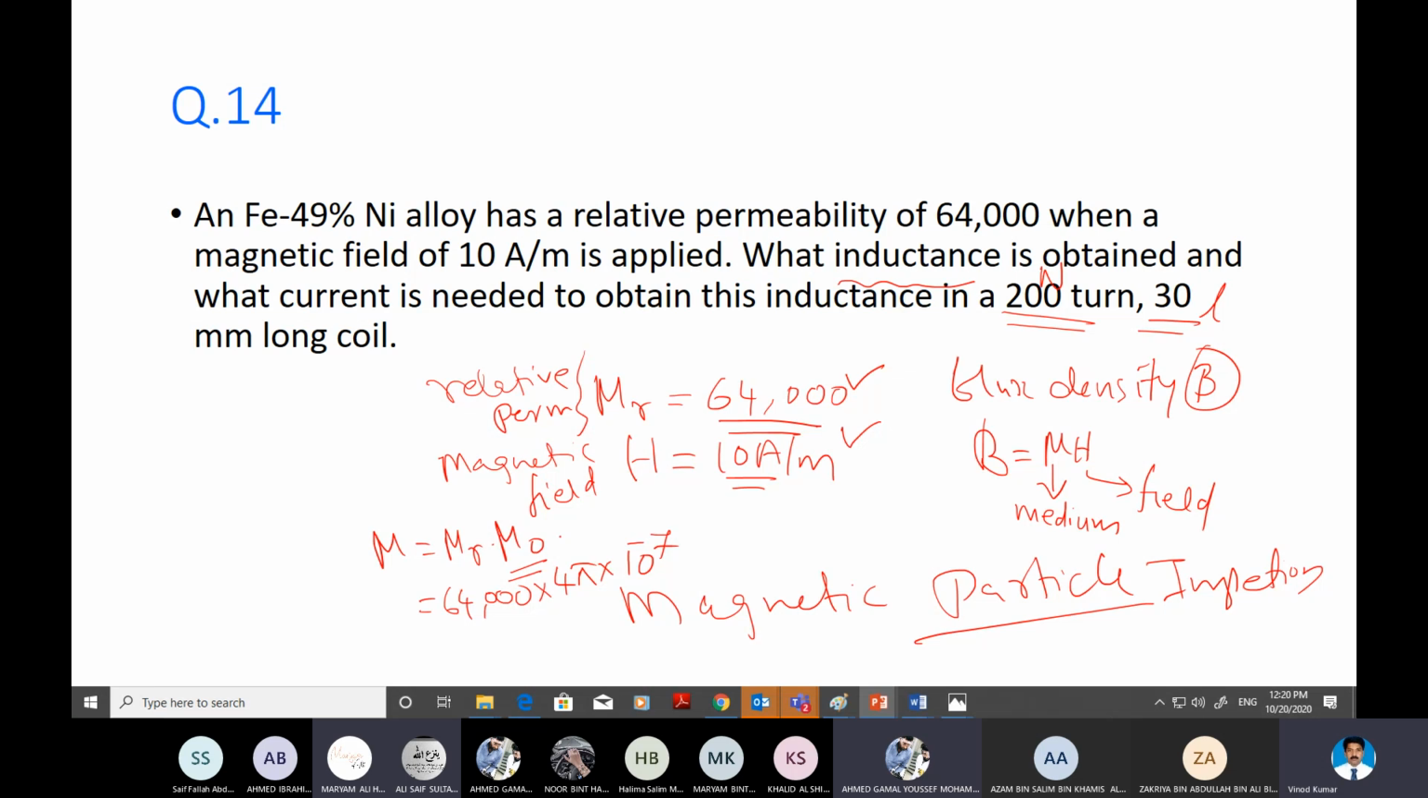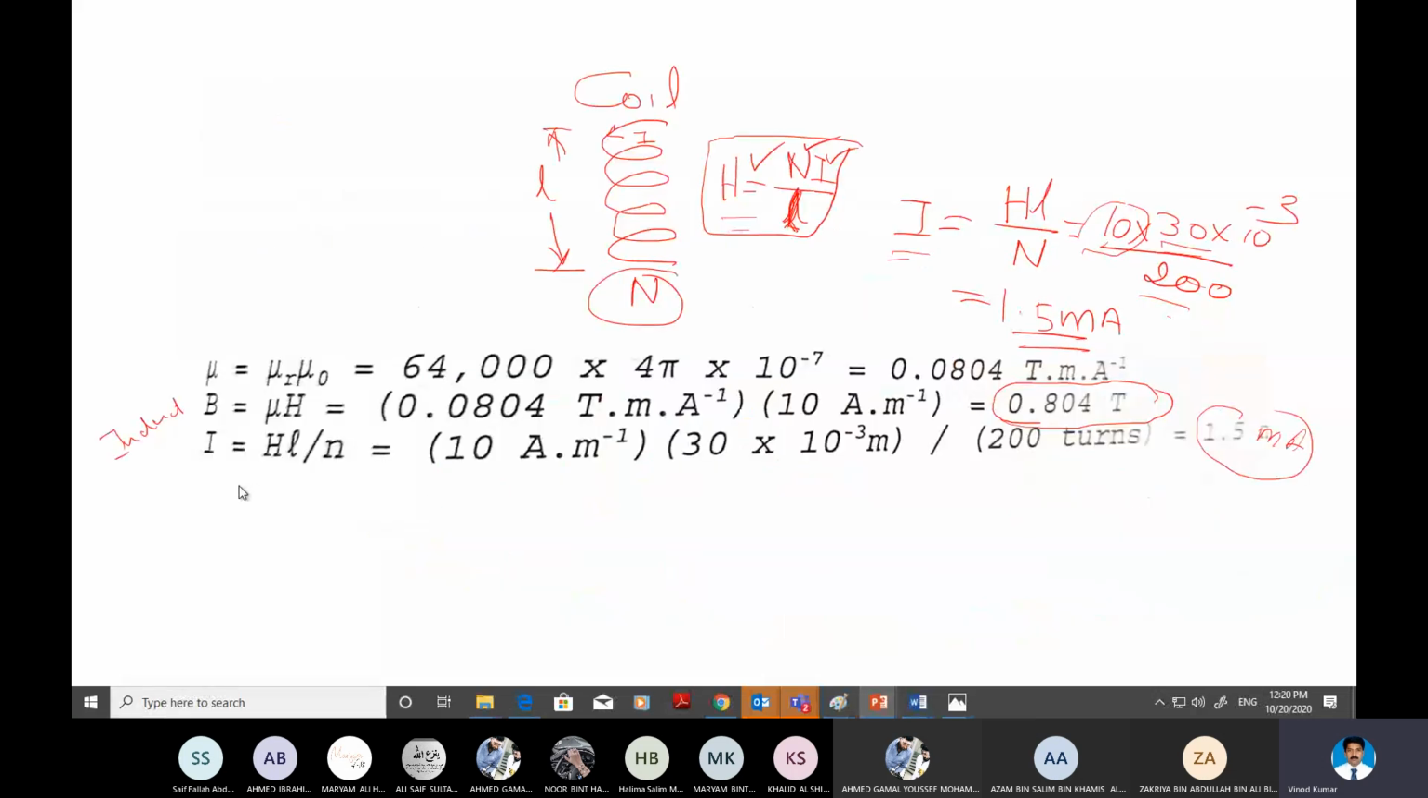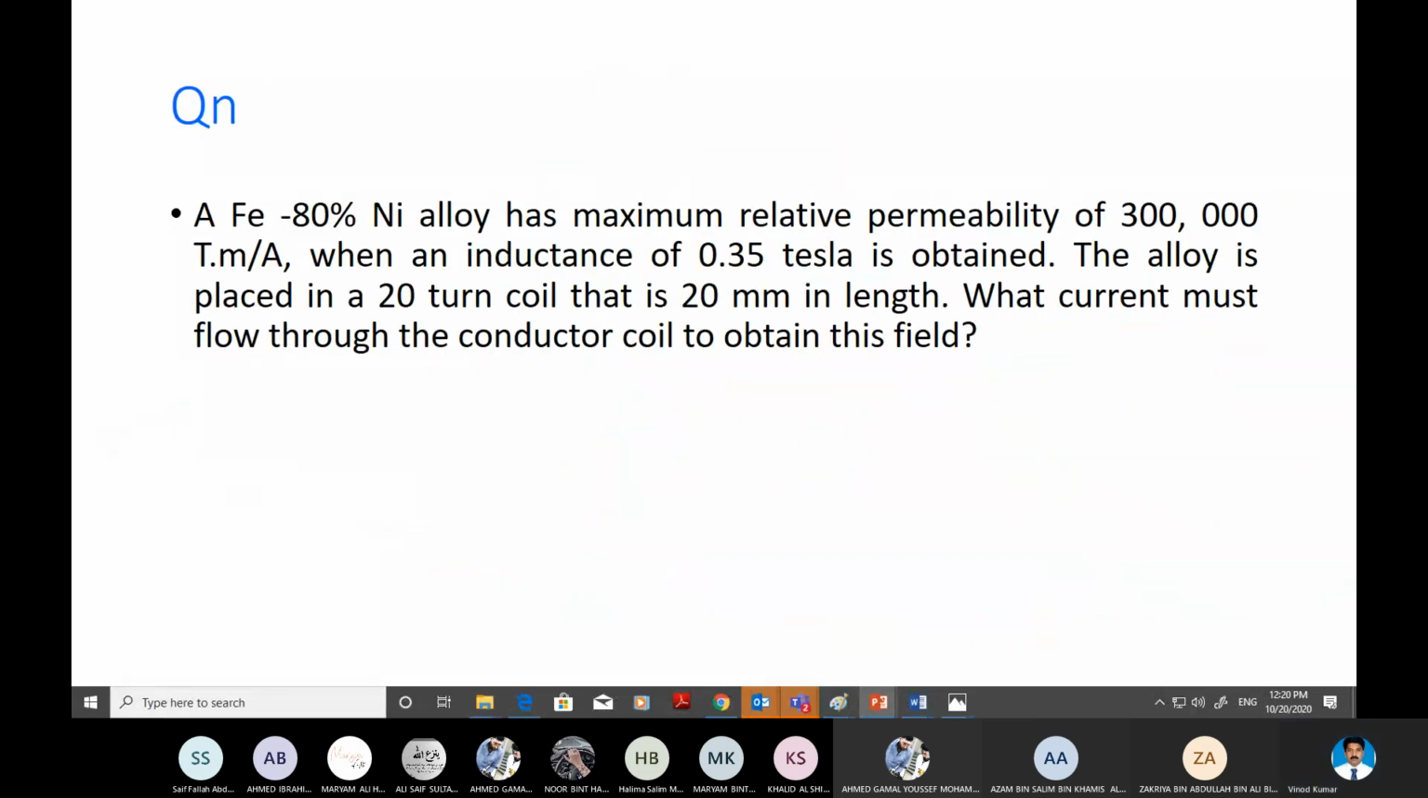Clear, Doctor. If it is clear, I will proceed to my next question. So the next question is a similar question. You can see here an iron 80% nickel alloy has a maximum relative permeability of 30,000. So here in the question we have the value of mu r, the relative permeability, 300,000. It is given.